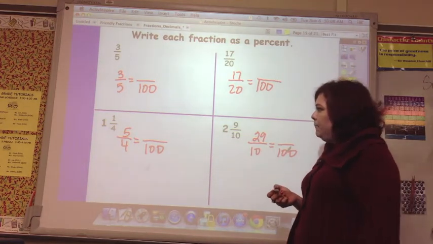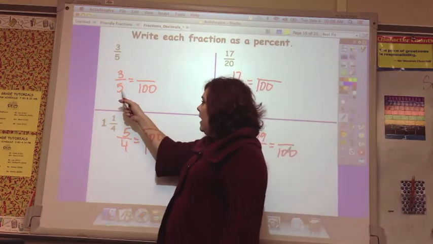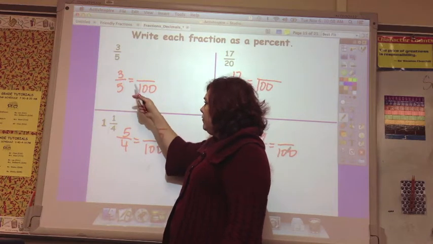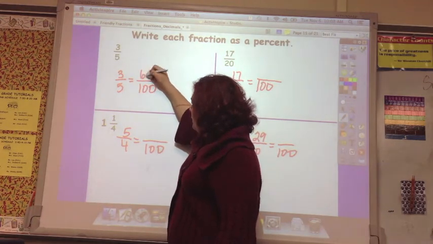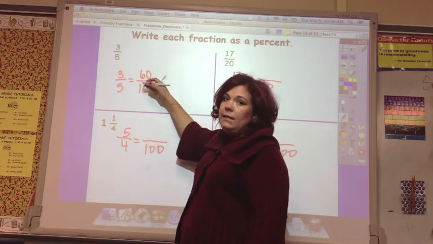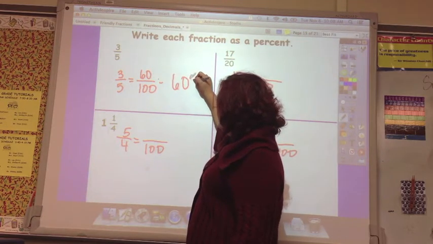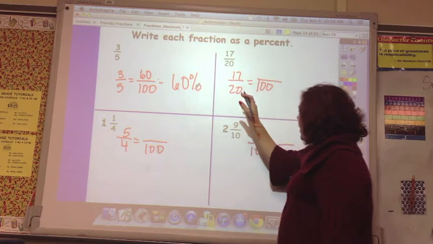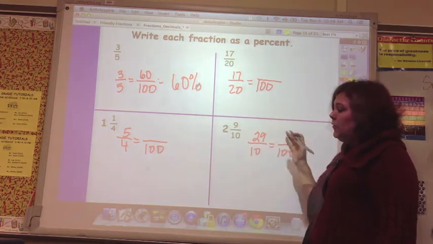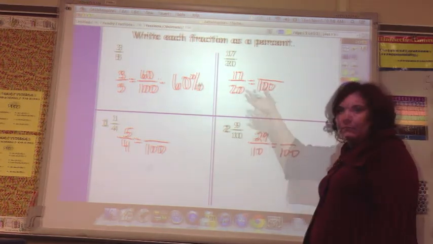So what I would do is 5 times 20 is 100. 3 times 20 is 60. So that is 60 out of 100. Once it's out of 100, it's 60%. And I've already set these up, so go ahead and do these and fill out the percent.